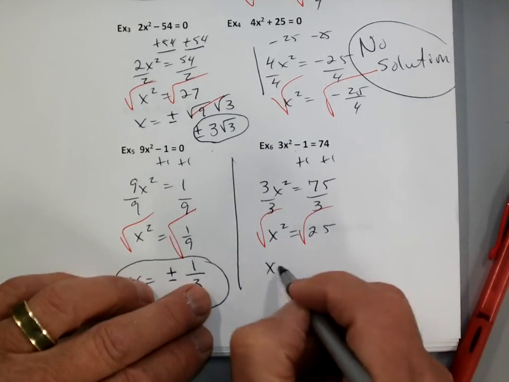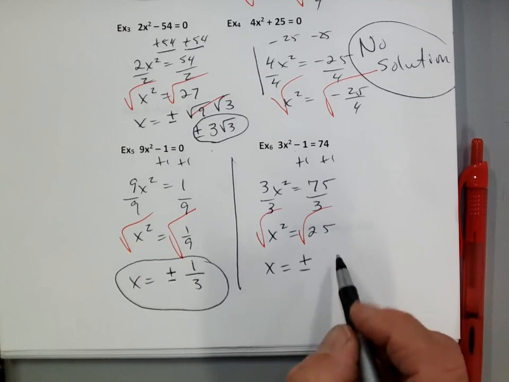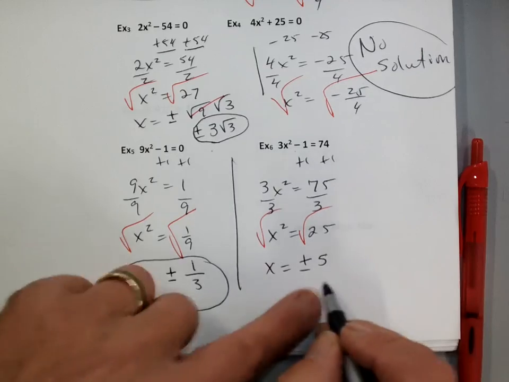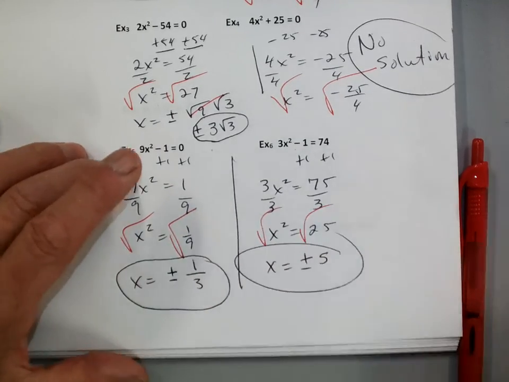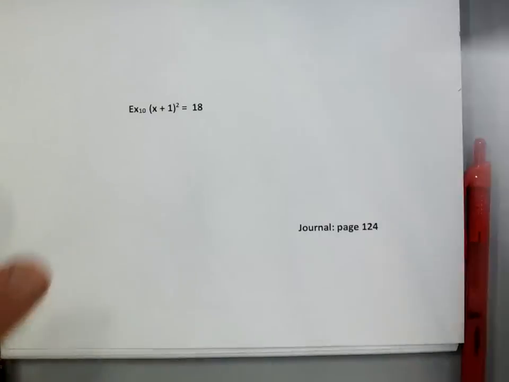X equals, now 2 answers, right? Plus or minus, 2 answers. The square root of 25 is 5 and negative 5. So you get 2 answers, plus or minus 5. Okay, now turn the page and let's see what else I have.